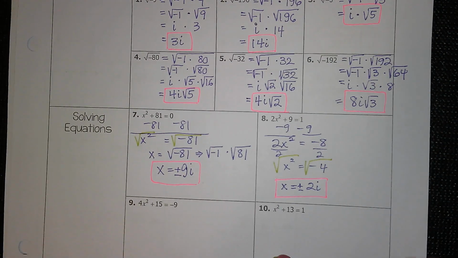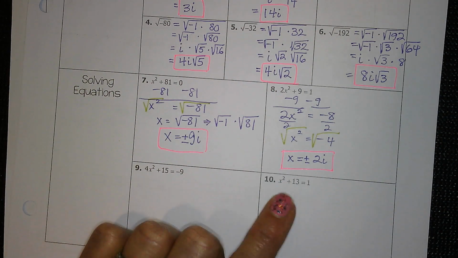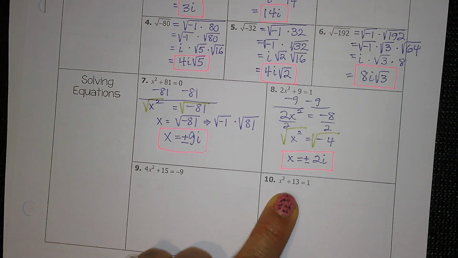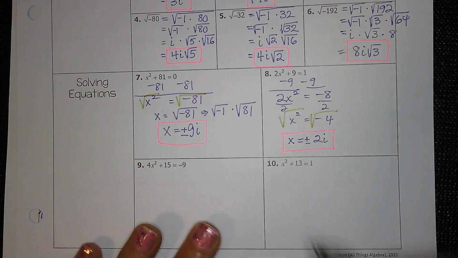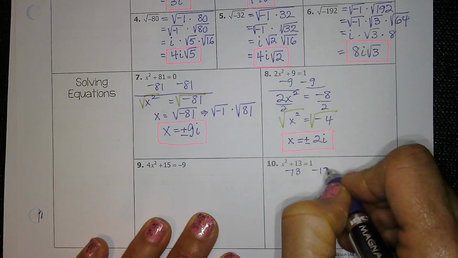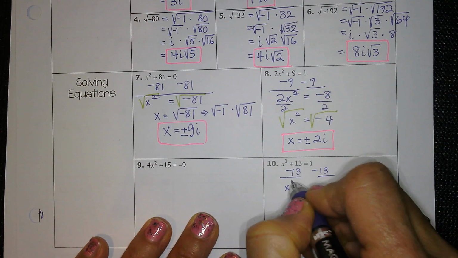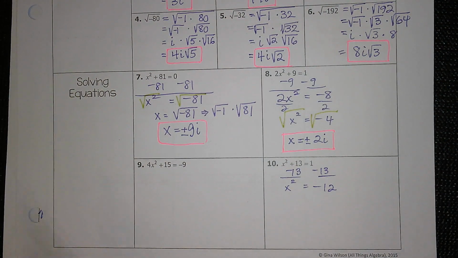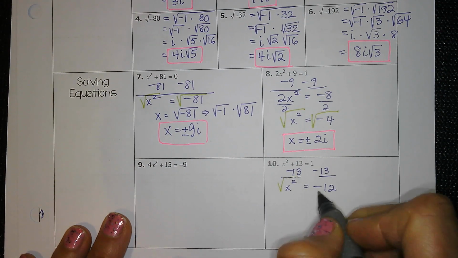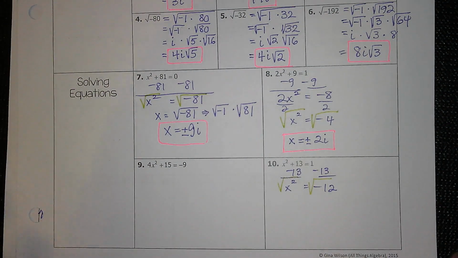I'm just going to go straight down. What do you do to get the x squared alone? Everybody say, we are going to... All right, perfect. Okay, x squared equals negative 12. Let's square root both sides, shall we?